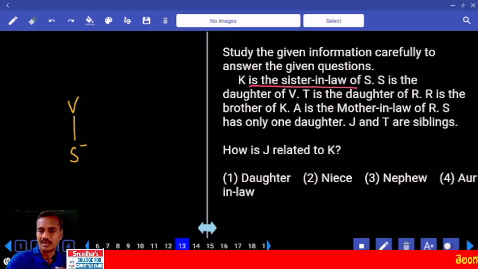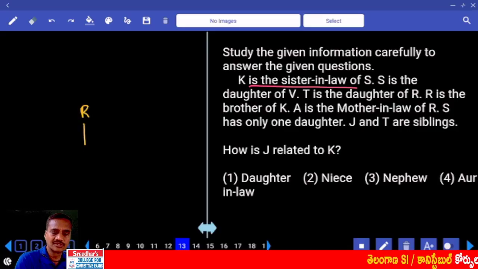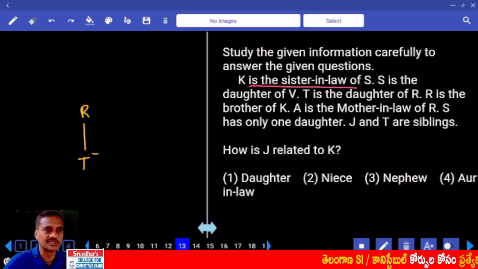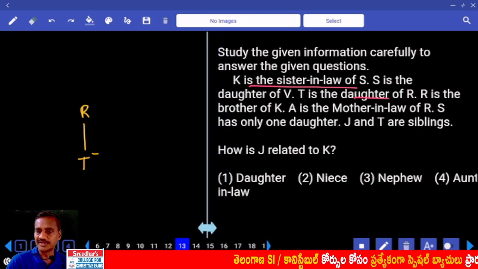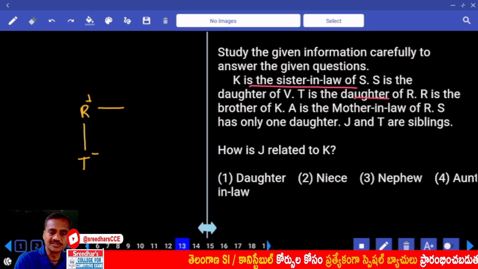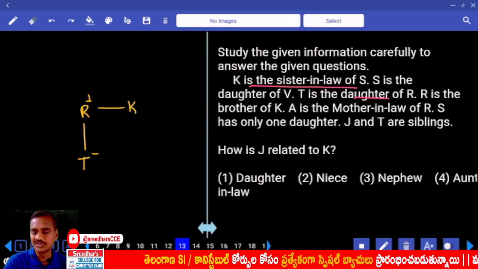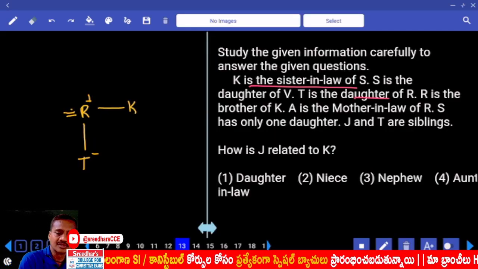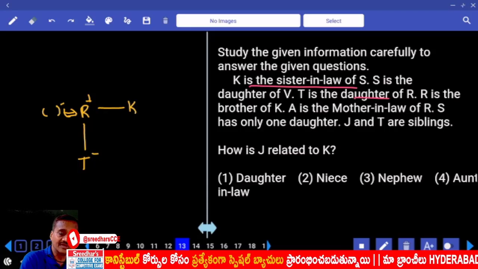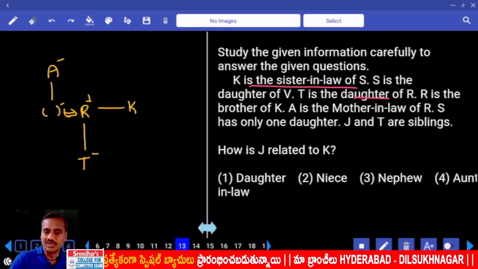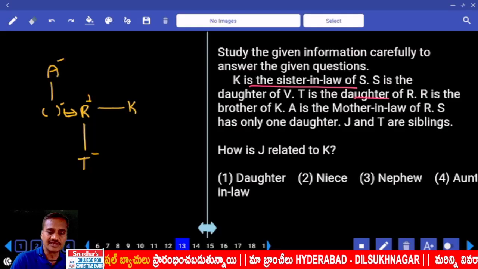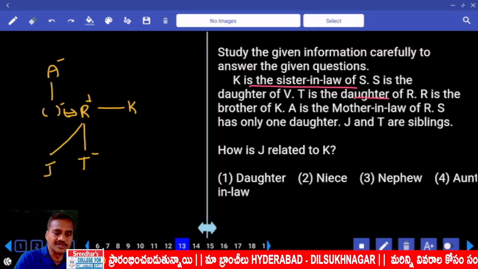Then T is the daughter of R. Now R is here. Let us start with this one because most of the information is related to R. Then R is the brother of K. R and K are siblings. A is the mother-in-law of R. That means R's wife's mother is A. S has only one daughter. J and T are siblings. Now J and T are siblings.